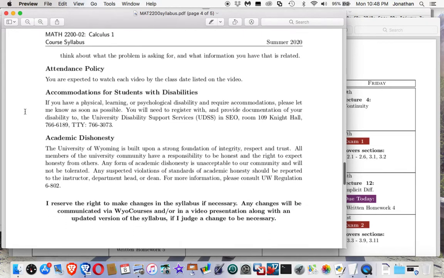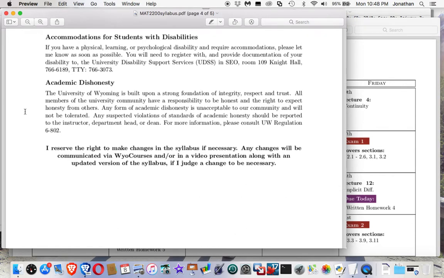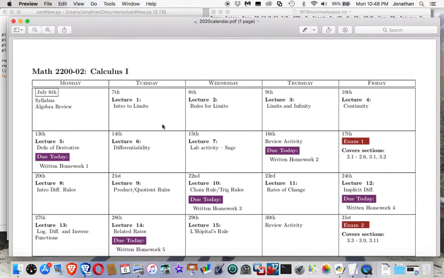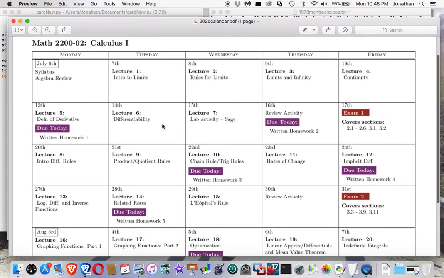Okay, and then I think that covers roughly everything that we need to say about the syllabus. If I need to make any changes to it, I will let you know in a video and/or update the file in the WoW courses. So again, the things here are more or less guidelines. If I need to change them, I will. Okay, so the schedule that we're going to more or less adhere to.